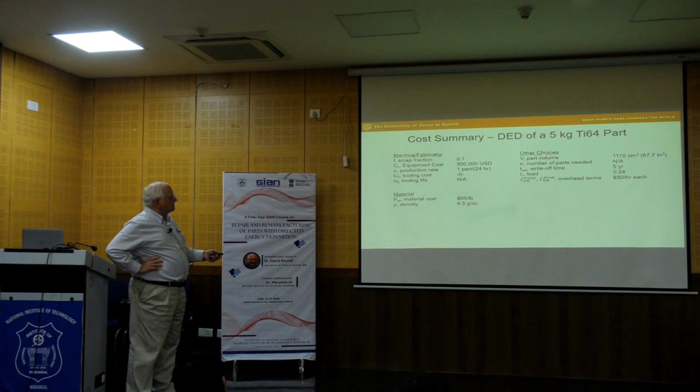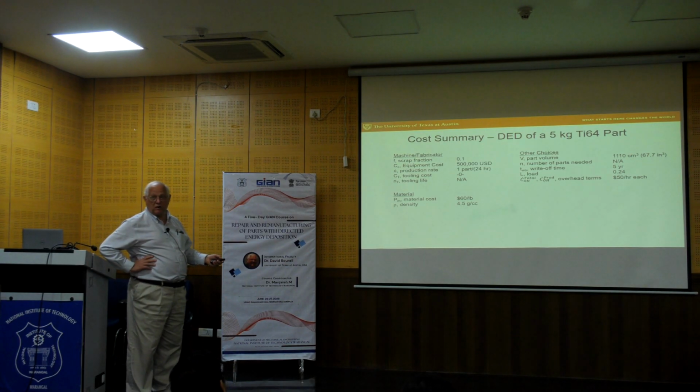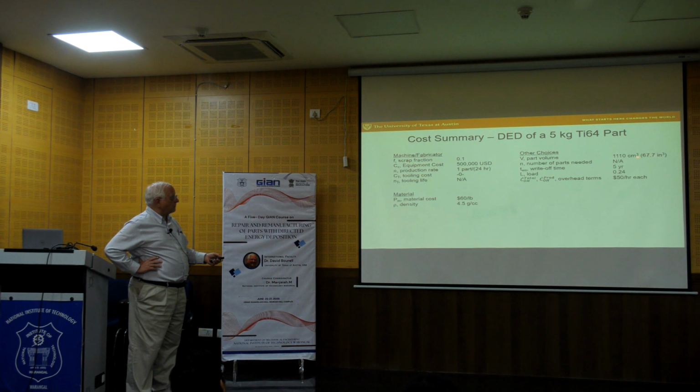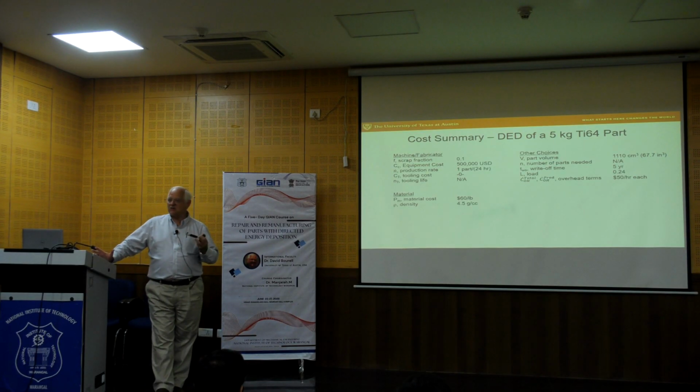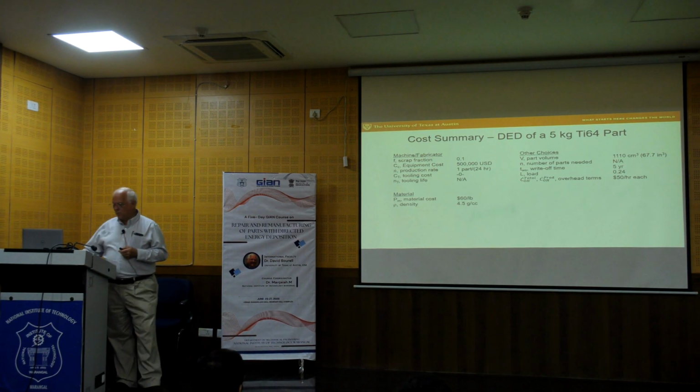And then I also picked these values. Based on 5 kilograms, we can calculate the volume of the part, knowing the density, and it comes out to be 1,010 cubic centimeters. The number of parts we need doesn't really matter. I picked 5 for write-off, and also picked the 40-hour work week. And for the overhead parts, for each of these terms, I just picked $50 an hour, just for illustration purposes. I think probably in a real setting it would be maybe twice that or more.